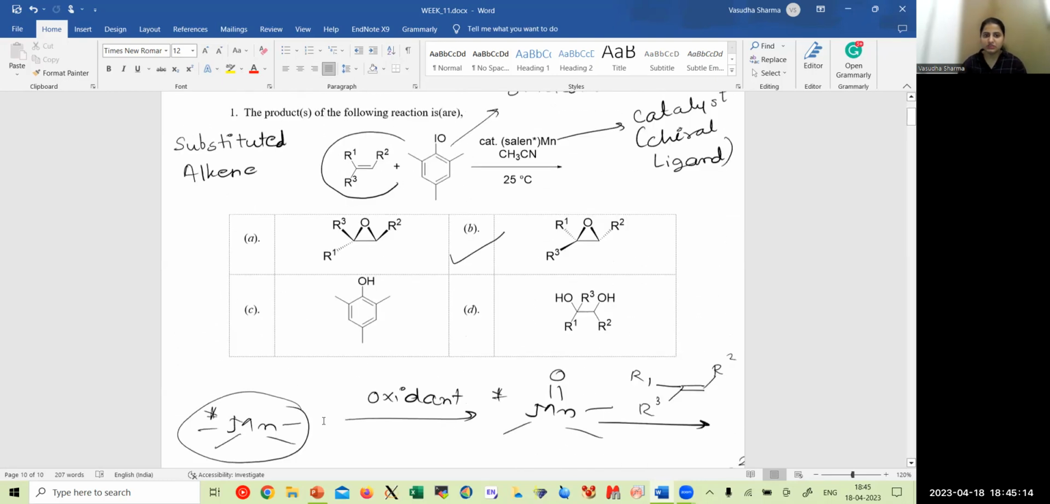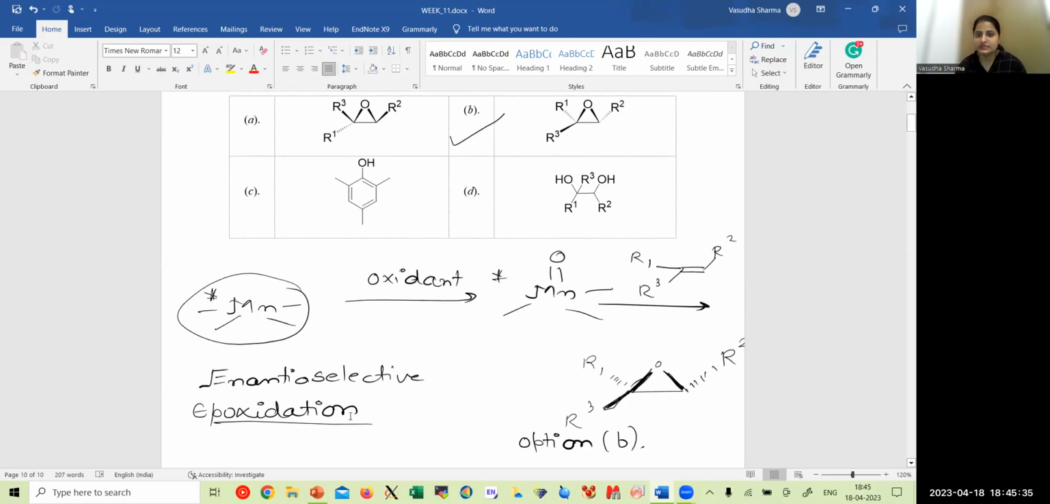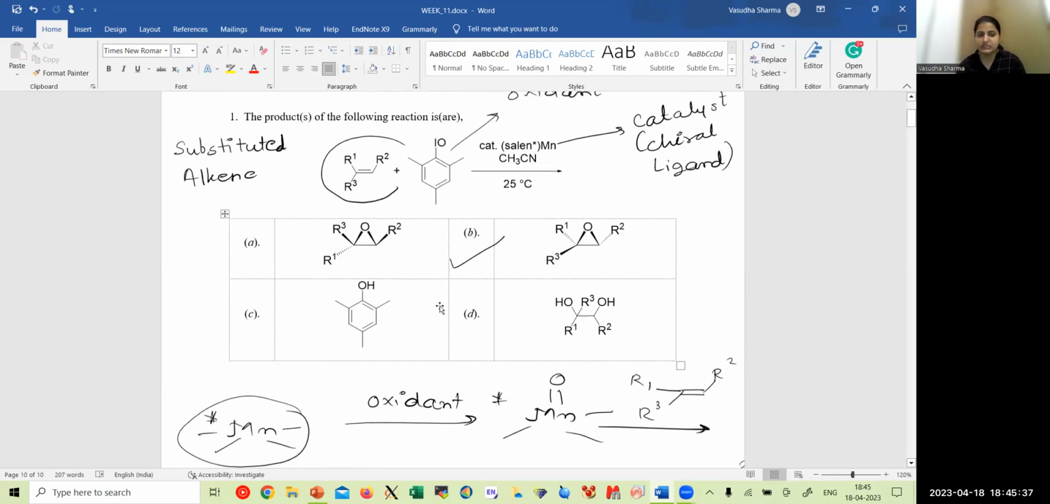This is also nothing but your enantioselective oxidation, which we have discussed in the lecture, might be slide 51 or 52. So you can go and see the explanation for better understanding.